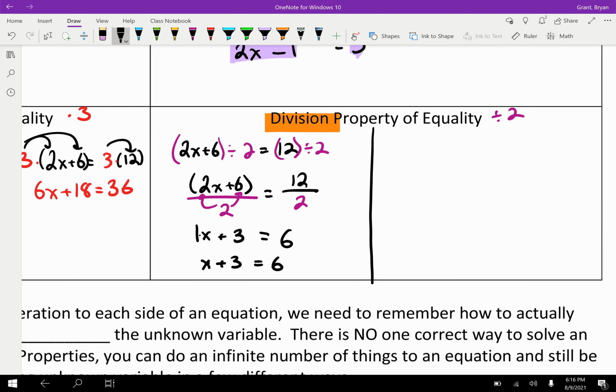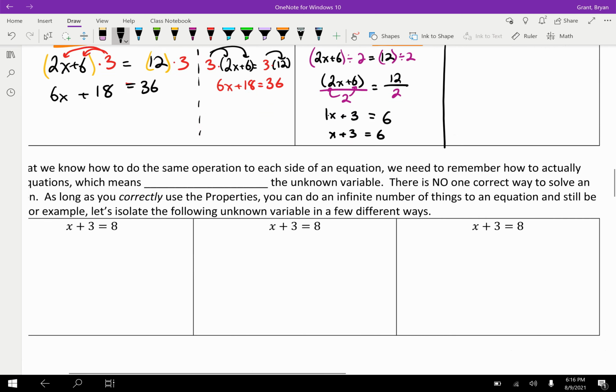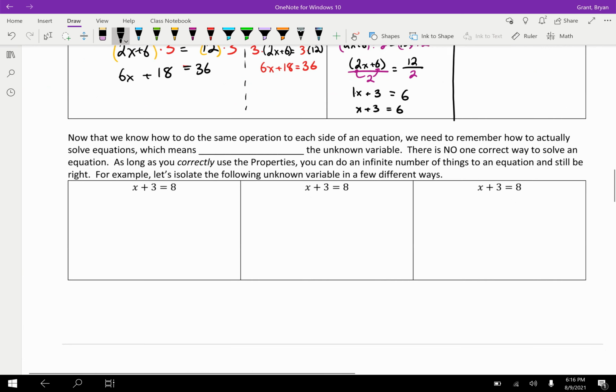Okay, now I did leave this blank. We will come back to that spot in a second, but we should probably go through and start solving equations here, since that's the point of today. So now that we know how to do the same operation to each side of an equation, we do need to actually remember how to solve equations.